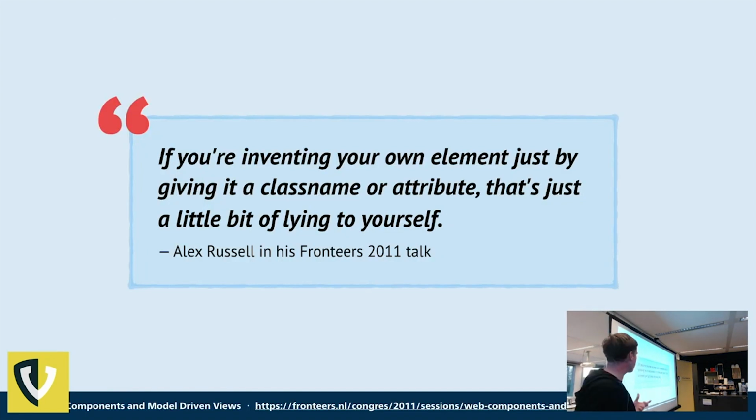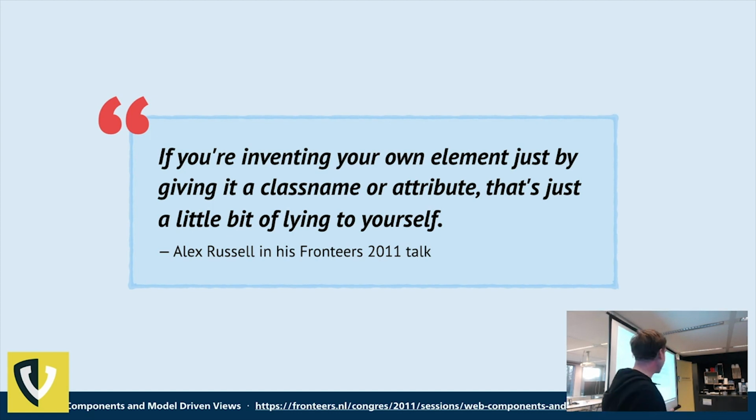Some stuff that he talked about was: what is a component? At the time, we made our own components, but they only existed by that they had a specific class name or some kind of attribute. And for him, that was kind of cheating. That was not real components. That was just things with class names. So he wanted something that was more native to the platform. And for him, that's lying to yourself.